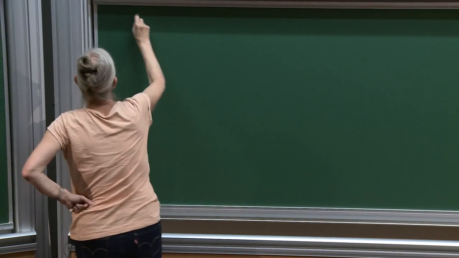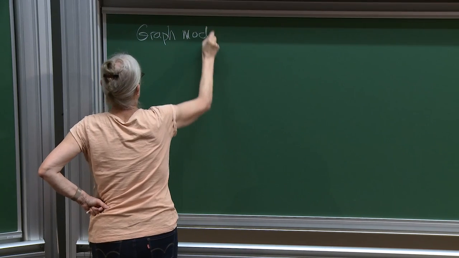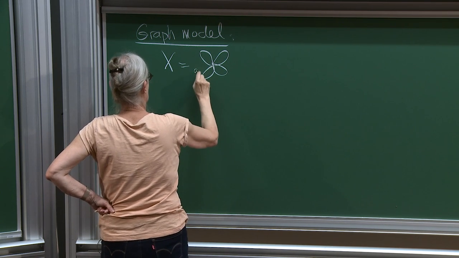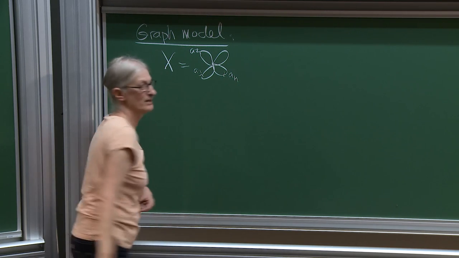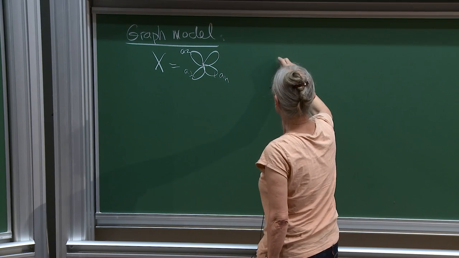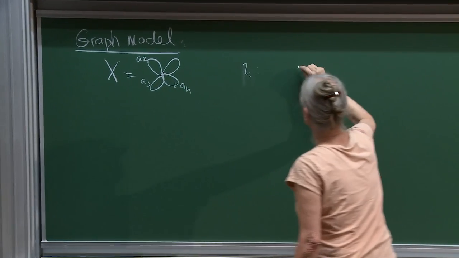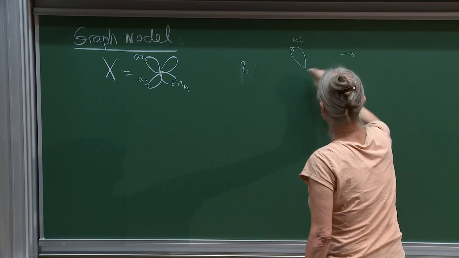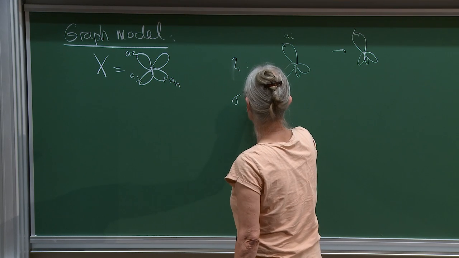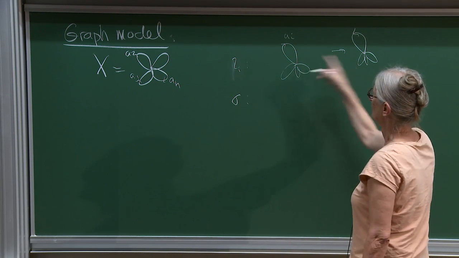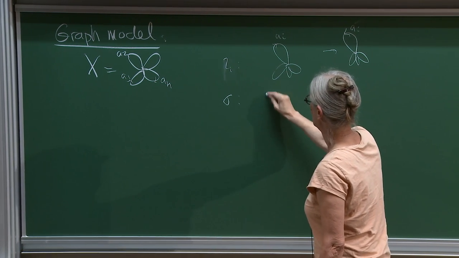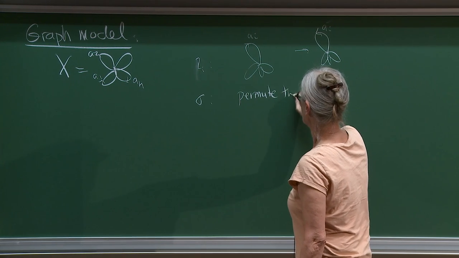Okay, so let's look in the graph model. Let's take the easiest graph with fundamental group Fn. It's got n petals, and we'll label them A1 up to An. And it's pretty easy to see how to model iota I. It just takes the ith petal and flips it. So this induces AI to AI inverse on the fundamental group. It's also pretty easy to see how to model sigma. Just permute the petals.